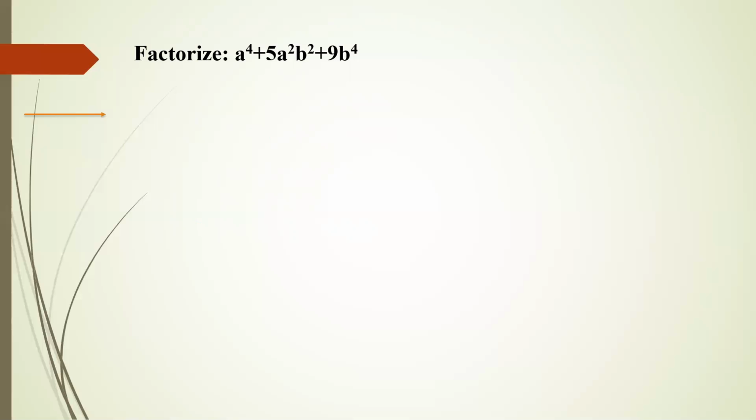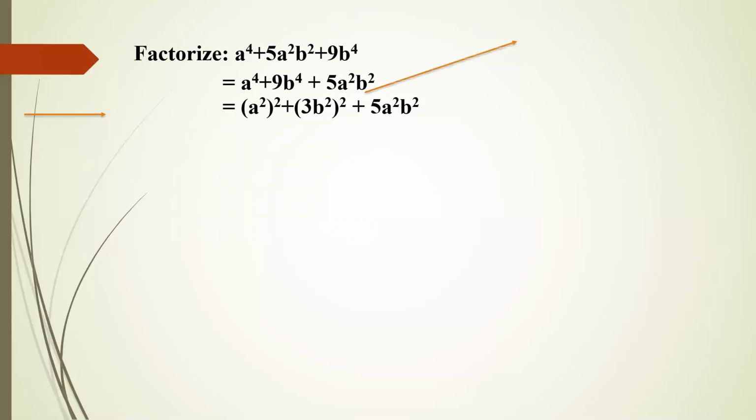We just try to factorize in a similar way. So what do we do first? We try to keep the first term and the last term together. Just make it a to the power 4 plus 9b to the power 4 and the last term, the middle term as it is, that is 5a square b square. Now here we can make a to the power 4 as a square whole square, right? And 9b to the power 4 we can make it 3b square whole square. If you multiply, you will get 9b to the power 4, and the last term as it is, plus 5a square b square.